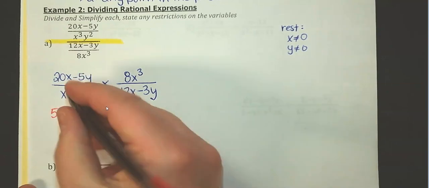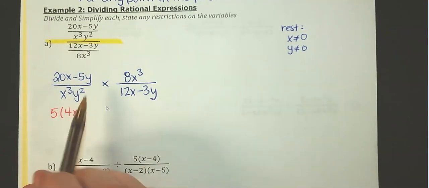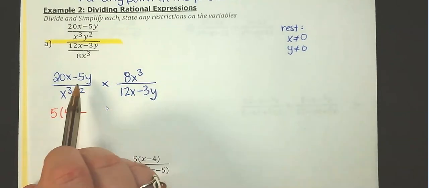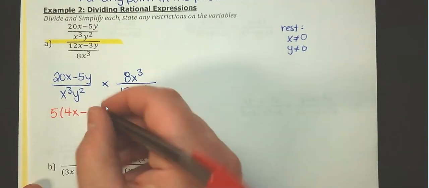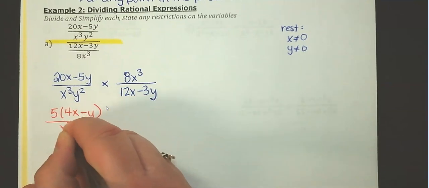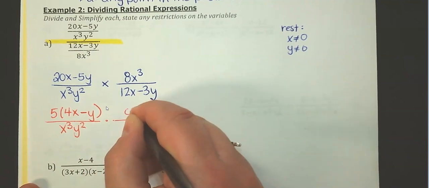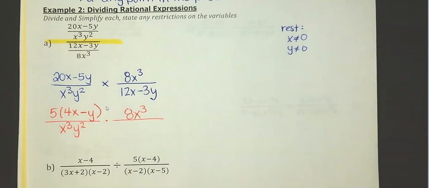So if I do 20x divided by 5, that'd be 4x. And I'm going to keep the subtraction in the middle. If I divide 5y by 5, that would just turn that into a y. All right, and I've got this x cubed y squared on the bottom. I'm not doing anything with that. Now, I'm not doing anything with 8x cubed on the top of that other fraction either.